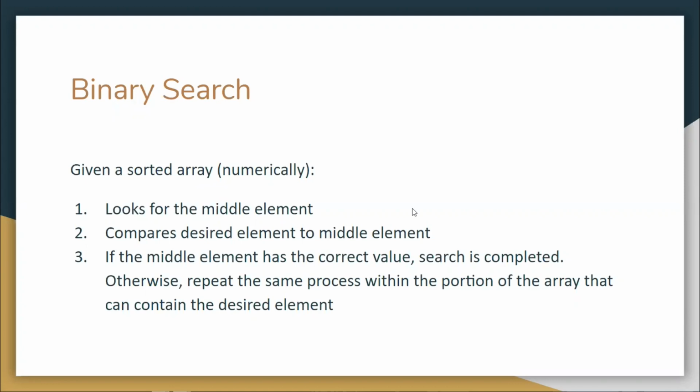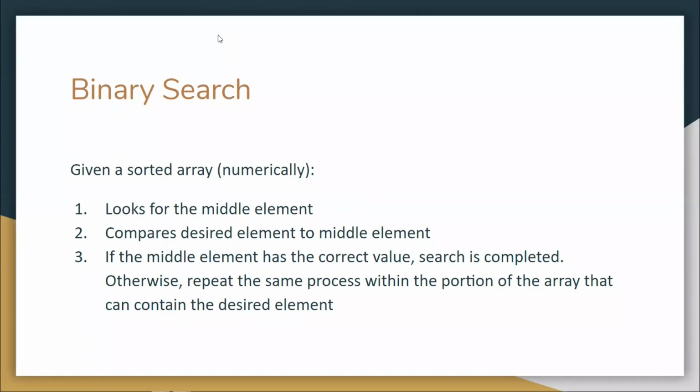At this point, we have three things that could happen. Either the middle element has the exact same value as the desired value. At this point, we have found the location of our desired element, so the search is considered completed. Otherwise, the desired value is either greater than or less than the middle element. Because the array is sorted, if it is greater than, then everything underneath the middle element can be ignored because they are obviously less than the middle element. So we only have to search for the desired value in the second half of the array. And alternatively, if the desired element is less than the middle element, we only have to search within the bottom portion of the array.